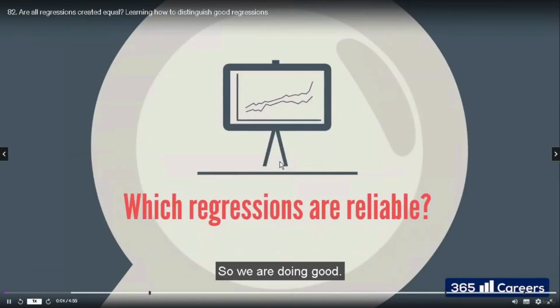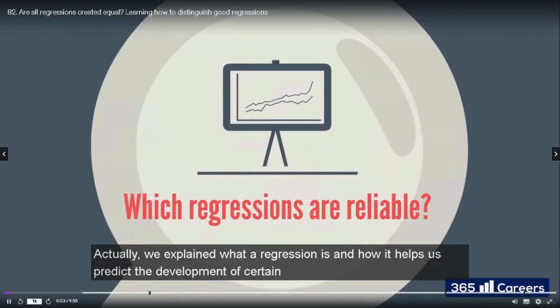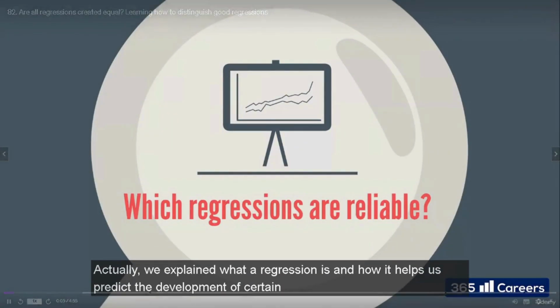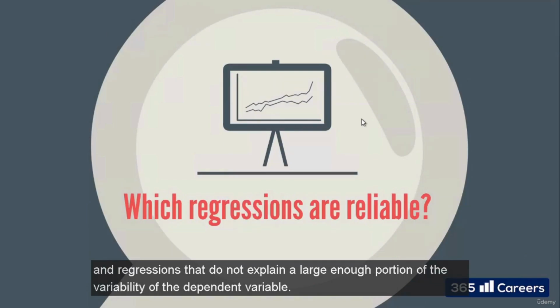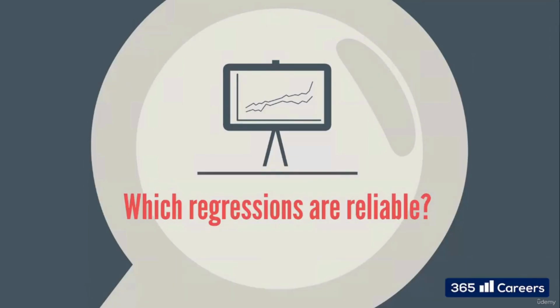Great. So we're doing good, actually. We explained what a regression is and how it helps us predict the development of certain variables. In this lesson, we'll dig deeper and learn how to distinguish between regressions that are reliable and regressions that do not explain a large enough portion of the variability of the dependent variable. Are you ready? Good. Let's start then.